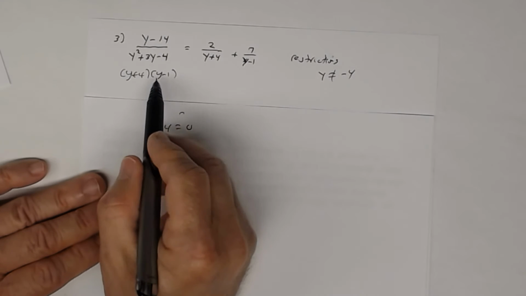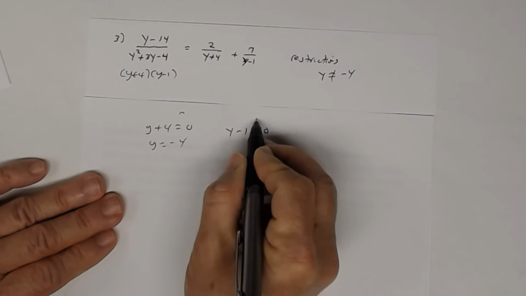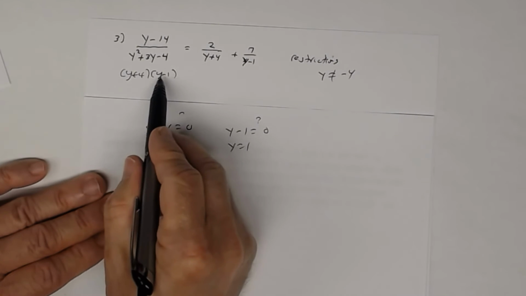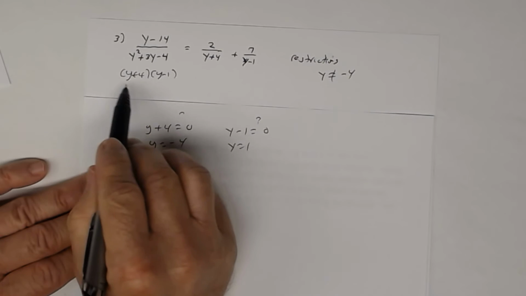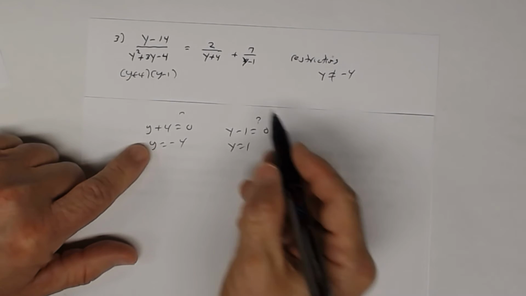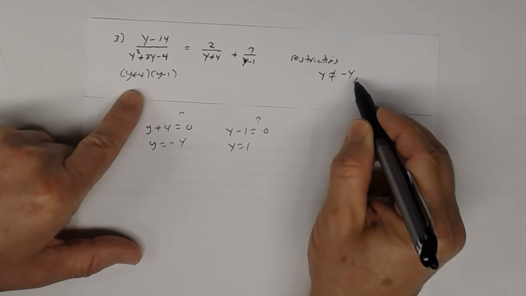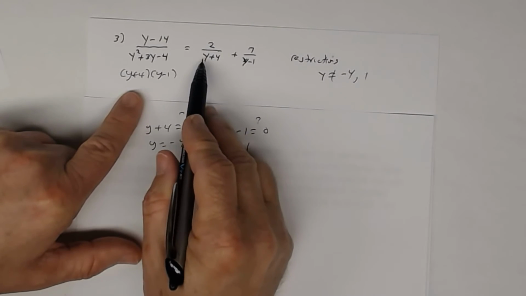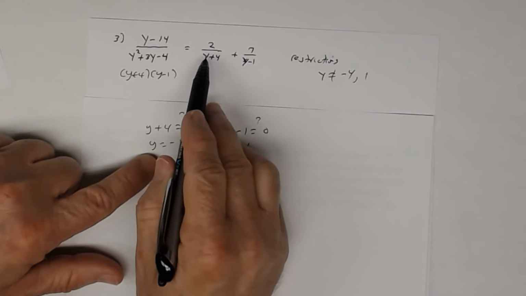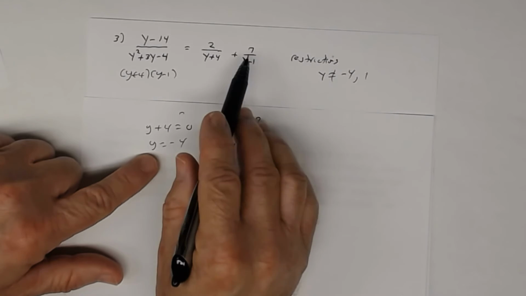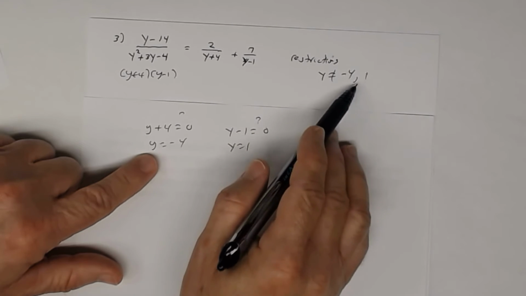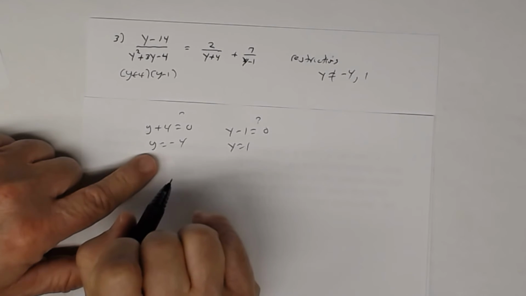Let's go to the next factor, y minus 1. What makes y minus 1 equal to 0? Well, y minus 1 is equal to 0 when y equals 1 because 1 minus 1 is 0. So that makes this denominator 0. We'll come back to this later. So this is 1. Now let's go to the next factor, y plus 4. Well, already taken care of that, right? So this fraction is undefined when y is negative 4. This fraction is undefined when the denominator is 0, and the denominator is 0 when y is 1. All right, so those are your only two restrictions.